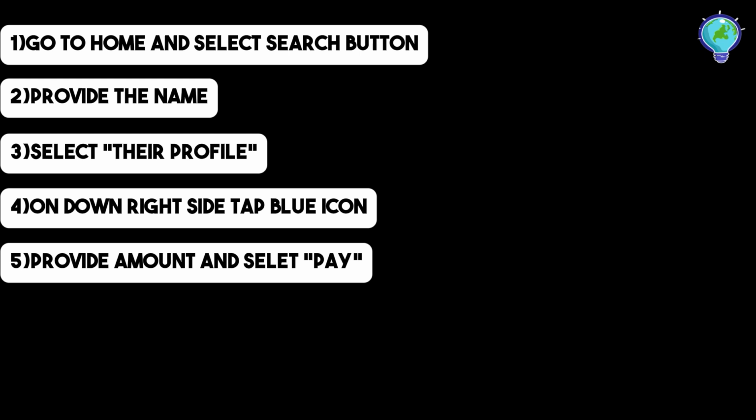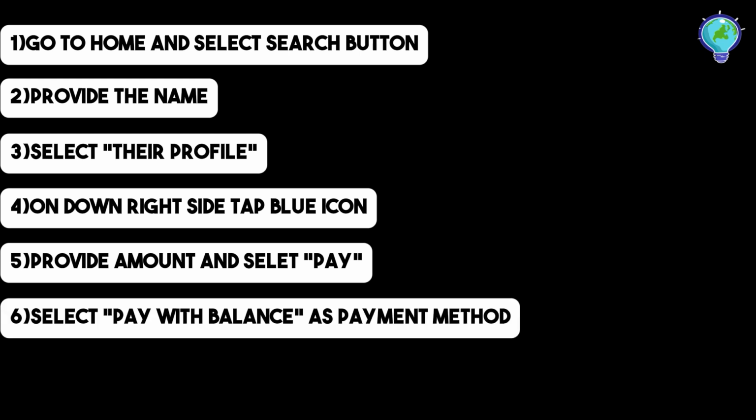And from there, a drop down will show up and just simply select payment method as pay with balance and just tap on pay. So guys, remember that you have to verify your identity in order for this to work.